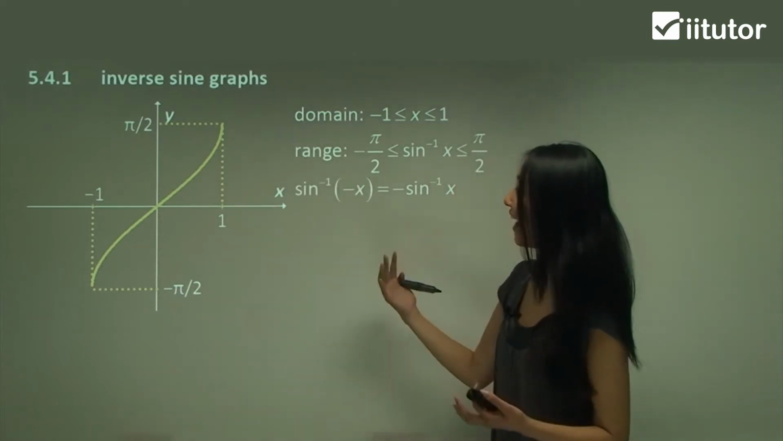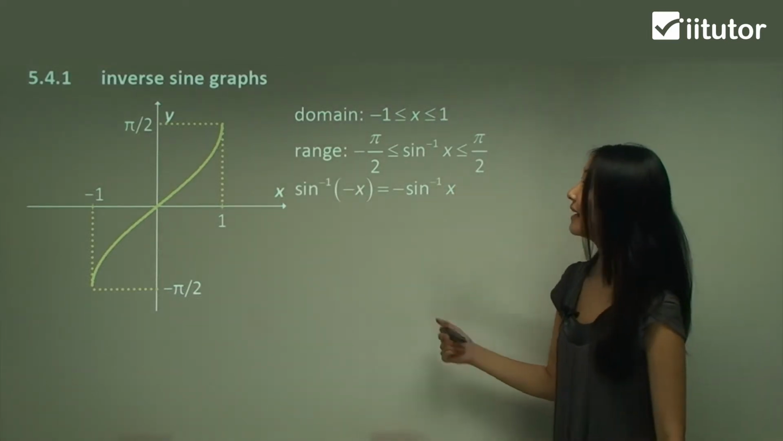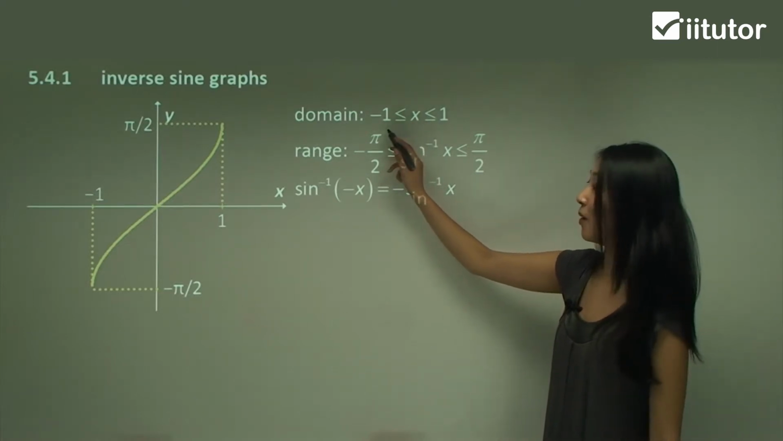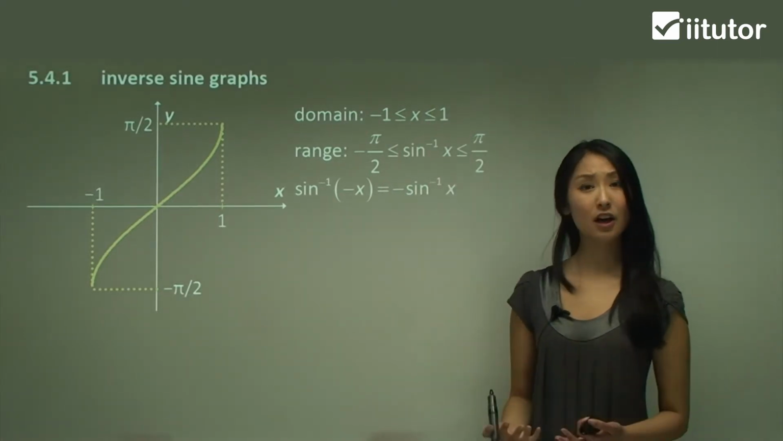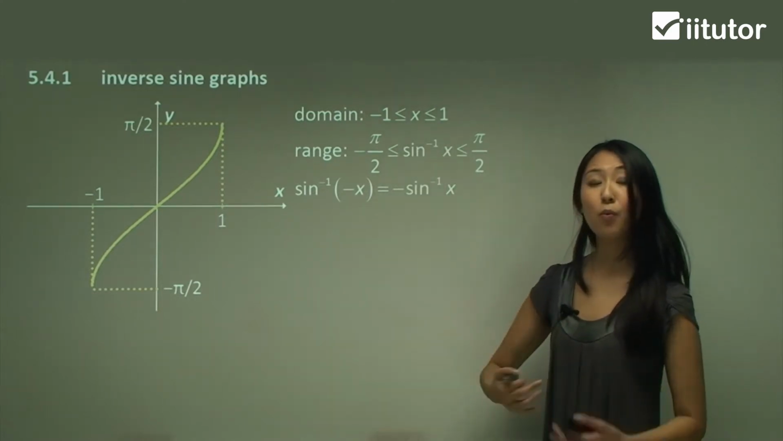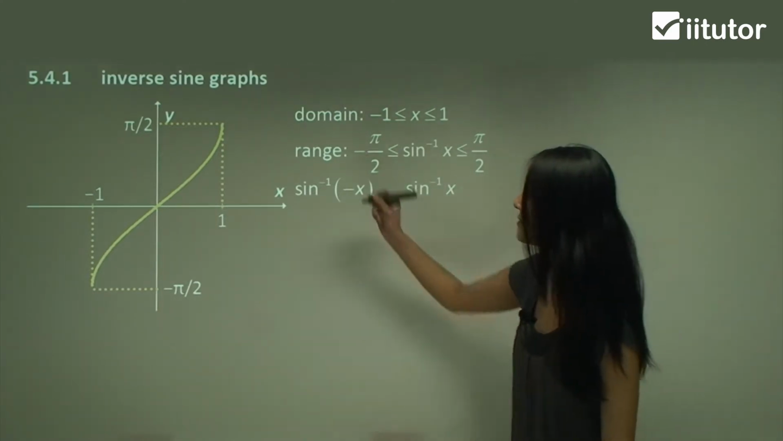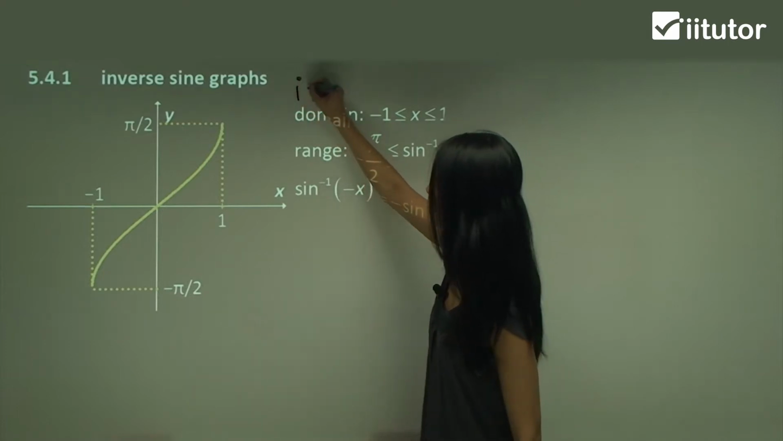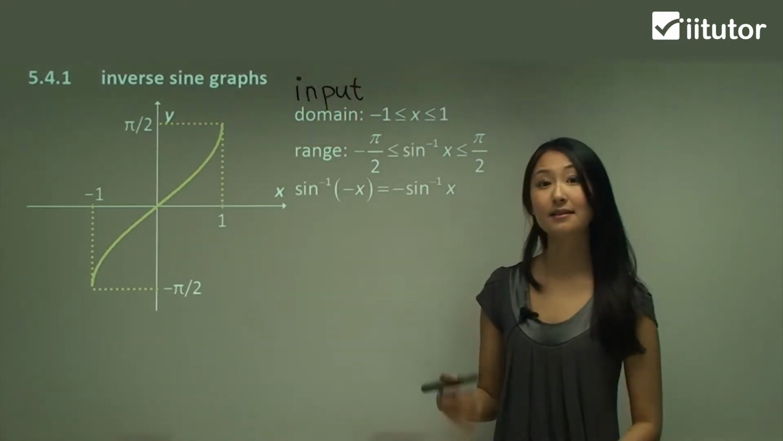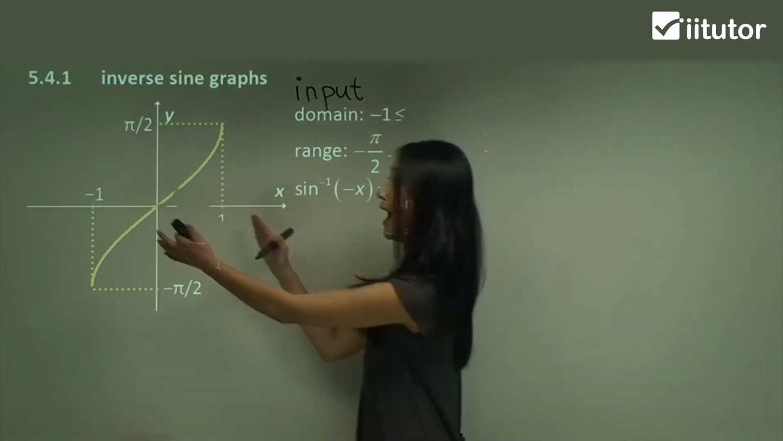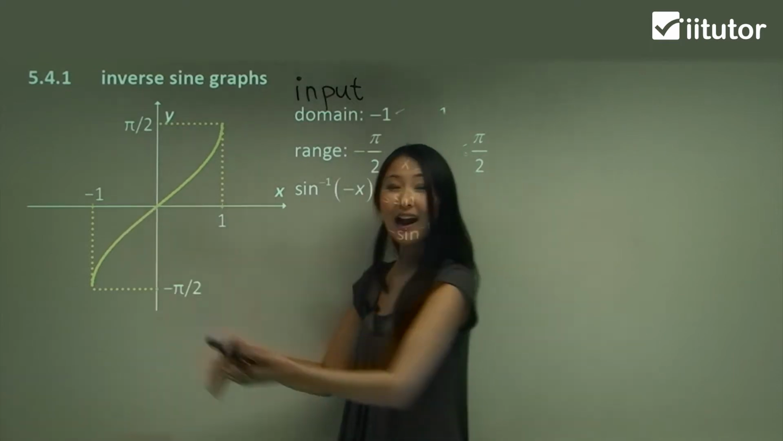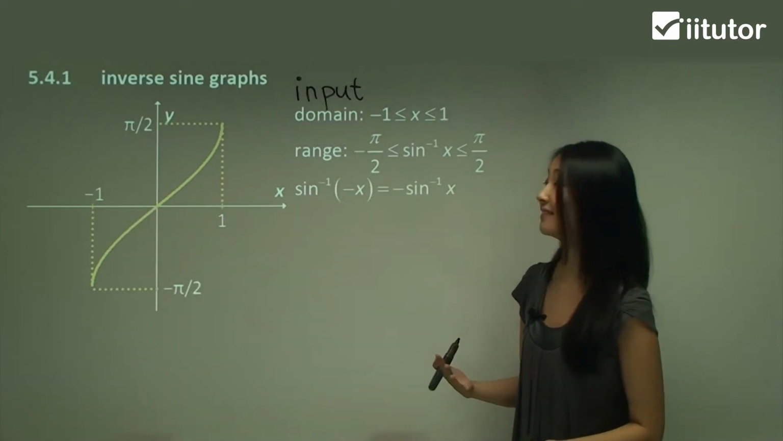The other things that we need to memorize is the domain, whereby x is between -1 and 1. You'll see in a lot of your textbooks that it'll be written as the domain is this. But what I want you to think about it as is the input. That is, the input for your inverse sine graph must always be between 1 and -1. And I'll tell you later why that's important.